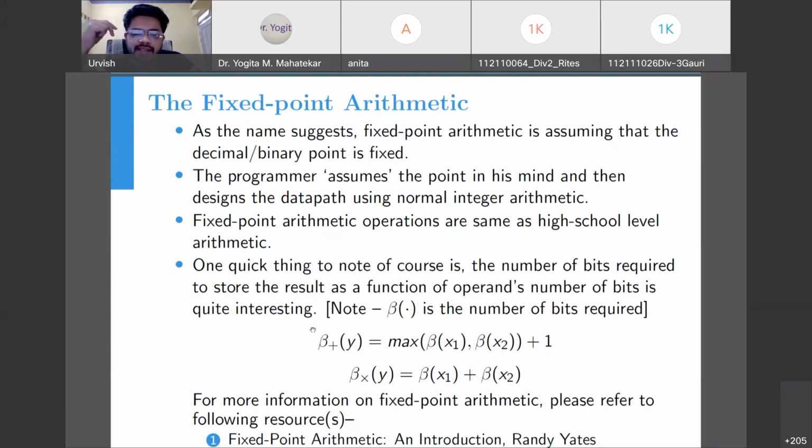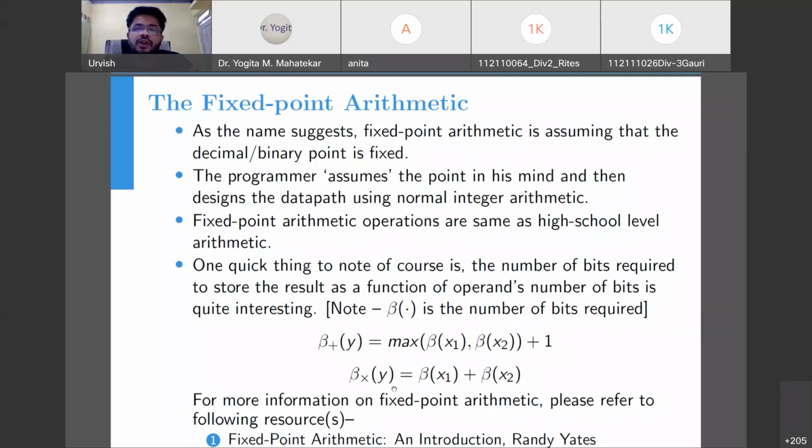So 2 bits, if you take the max of 2 bits, 2 comma 2, it is 2 plus 1, 3, right? You need a 3-bit number to store 6. That is what it means. So similarly for multiplication, what happens, it's quite intuitive. For addition, it is in this format. For multiplication, it is in addition format.